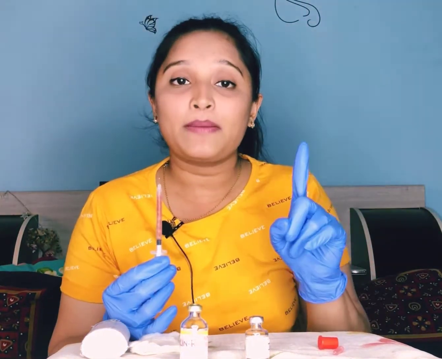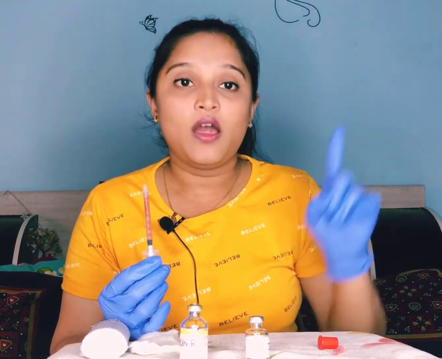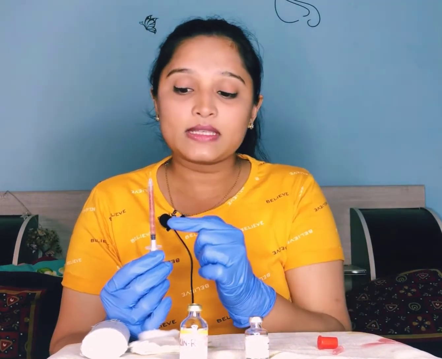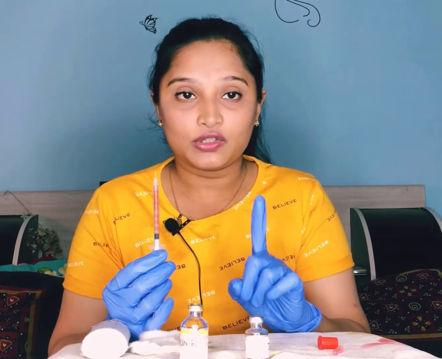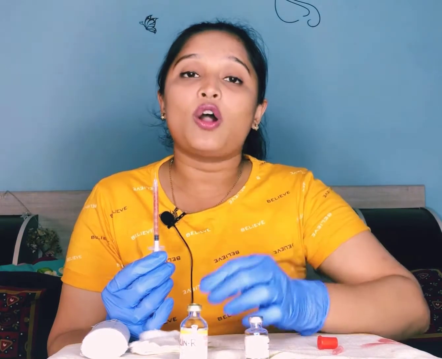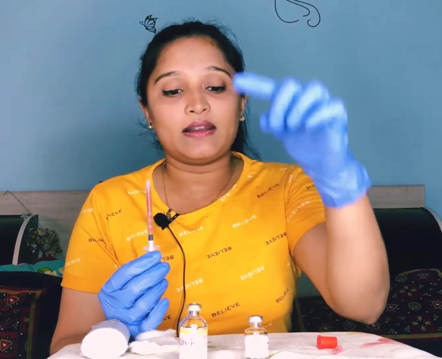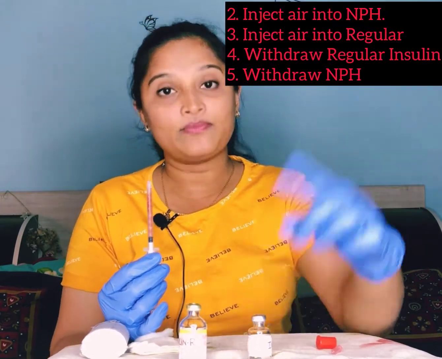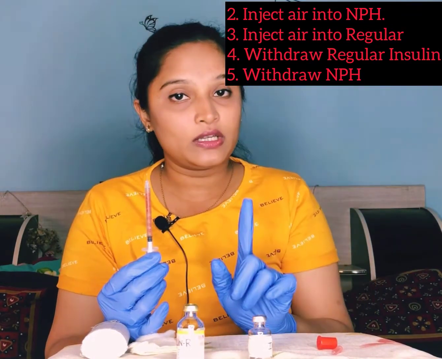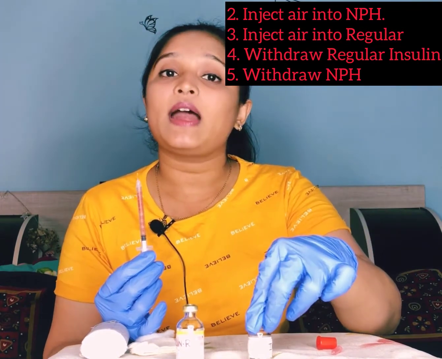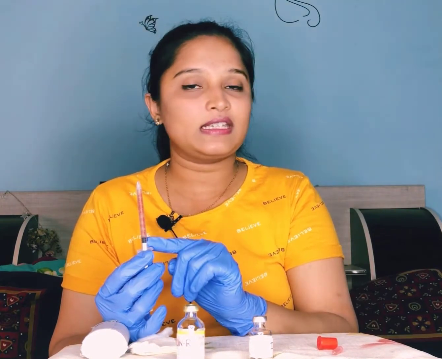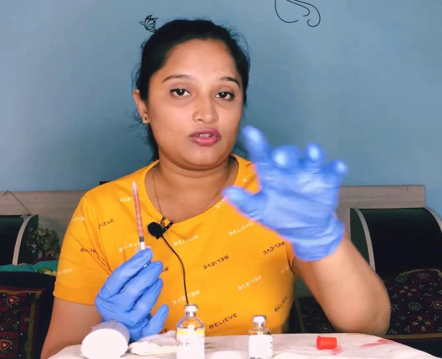And remember the mnemonic RN, regular before NPH. The first insulin that comes into the syringe is regular insulin and after that NPH insulin. So the order of draw is: inject air into NPH insulin, then inject air into regular insulin, then withdraw back regular insulin and then withdraw back NPH insulin. So the first insulin that will come in our syringe will be the regular insulin.